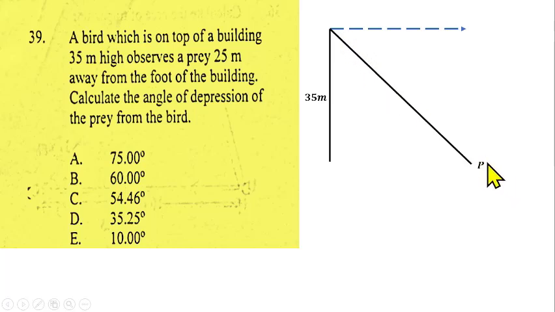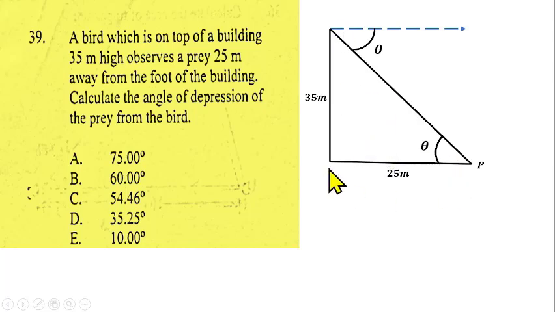So let's use P to represent the prey. The distance of the prey from the foot of the building is 25 meters. The angle formed here is the angle of depression, which you can label theta. But there's a way you can bring this angle inside the triangle. This angle is also theta because it is an alternate angle. So our aim is to find this angle, the angle of depression.